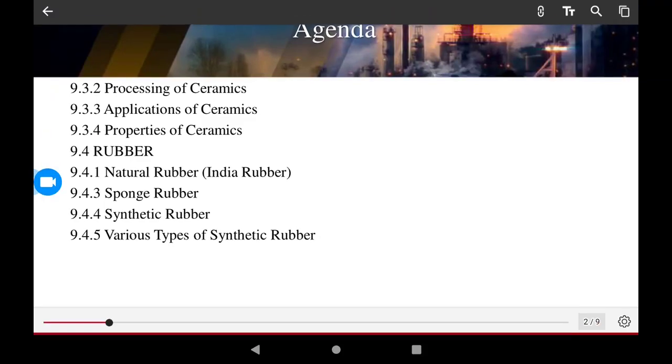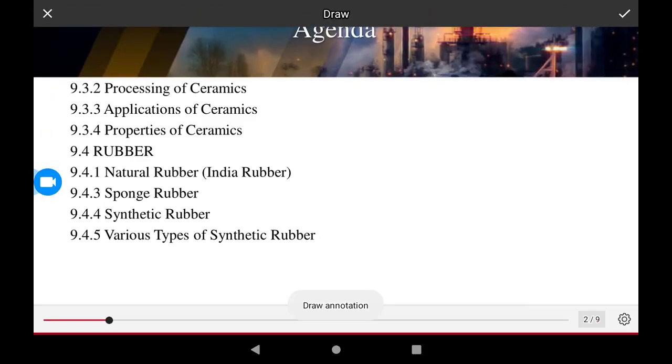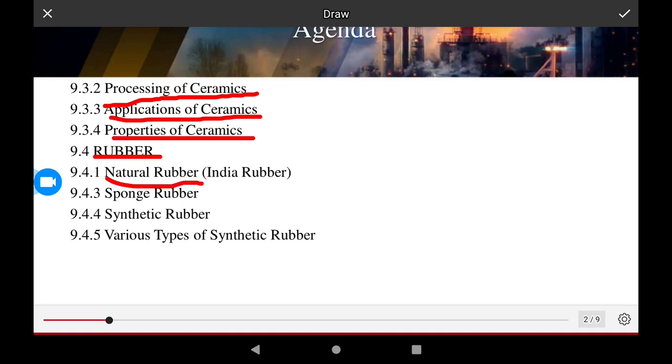The agenda for today's video: the processing of ceramics, applications of ceramics, and properties of ceramics. And rubber materials: natural rubber, Indian rubber, sponge rubber, and synthetic rubber. The various types of synthetic rubber are presented in detail in this video.